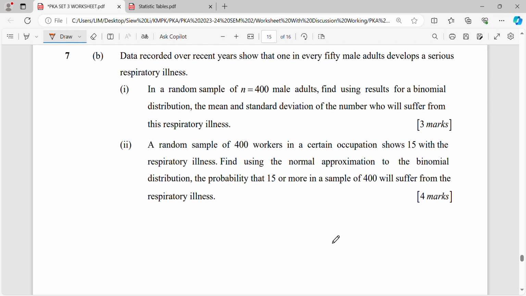Okay, so the data record over recent years show that 1 in every 50 male adults develops a serious respiratory illness in a sample of 400. So n equals 400. What's the situation? Find, using binomial distribution, the mean and standard deviation of the number who suffer from respiratory illness. So n is 400. Situation of illness, probability to get illness is 1 in every 50.